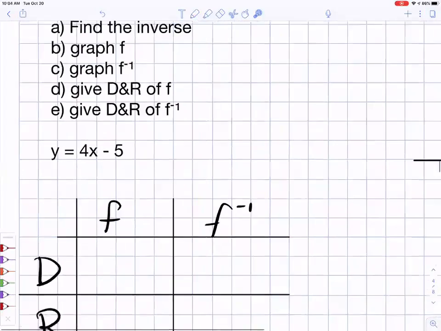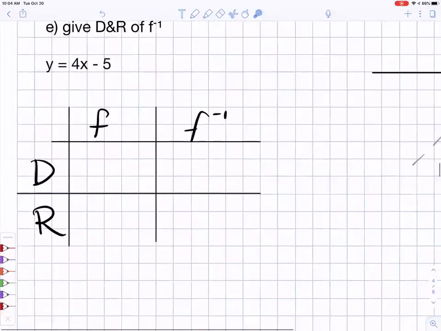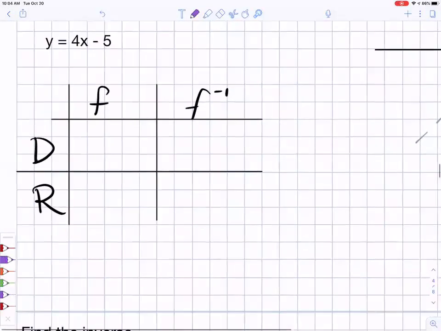What does tip number 2 say to do? Trade x and y. Now, what interesting fact does that go back to? Number 4. Yeah, where my x's and my y's are going to become my y's and my x's. So I'm just going to go down below the chart: x equals 4 times y minus 5. I'm just trading the x and the y.